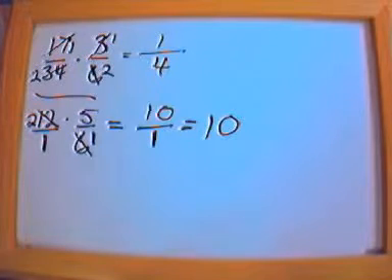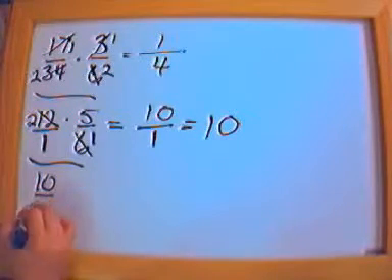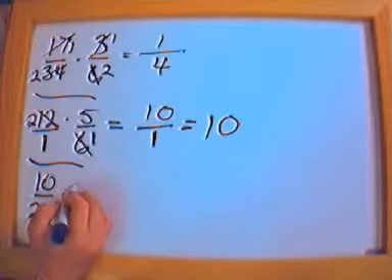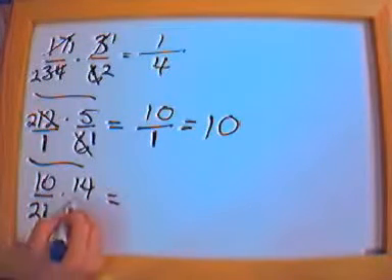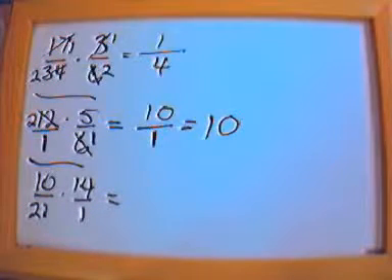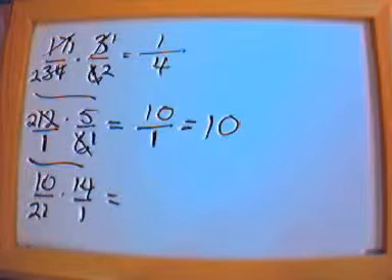That's the answer to that problem. So once you get the hang of it, it's really not that terribly difficult. Let's move on and do another. 10 over 21 times 14 equals. Again, notice 14 is simply 14 over 1, so I'll just put it there. And I could do the multiplication, and then I could simplify.